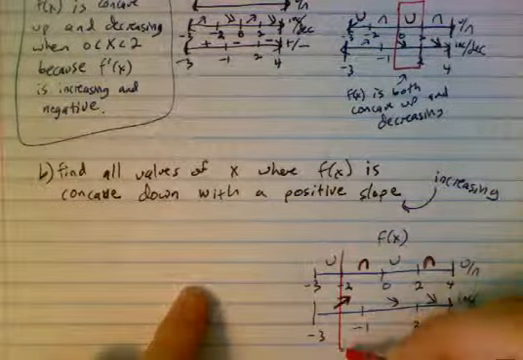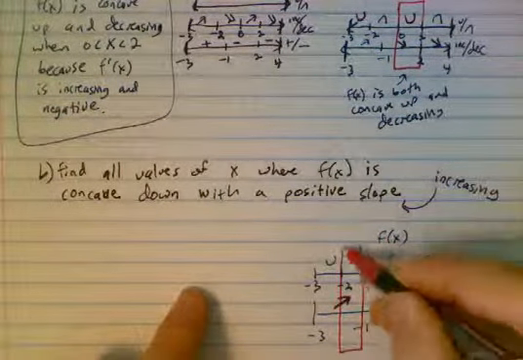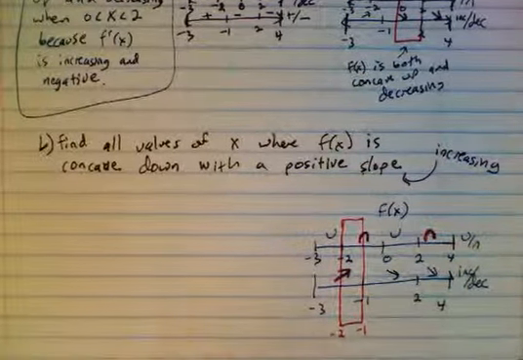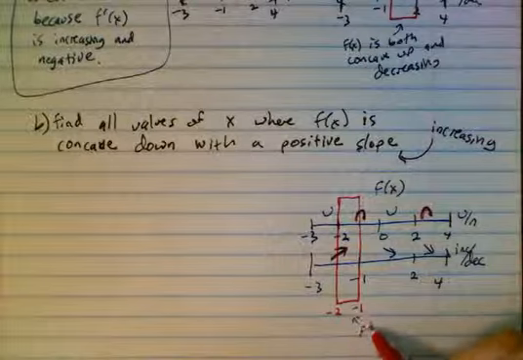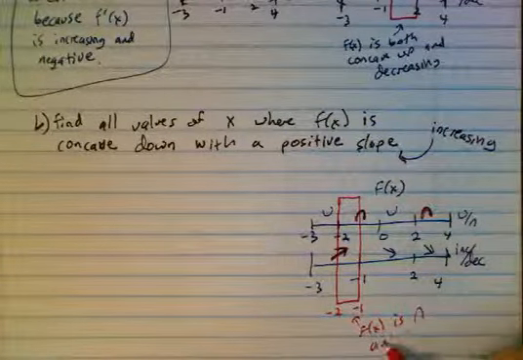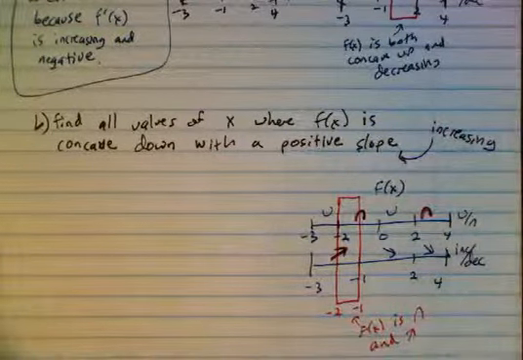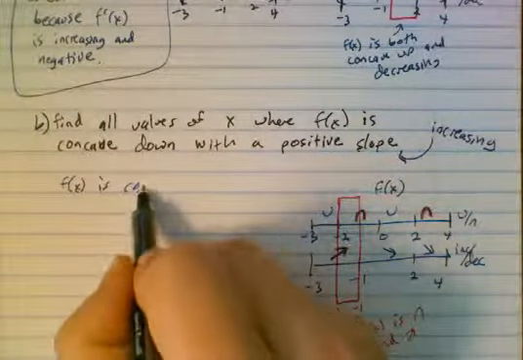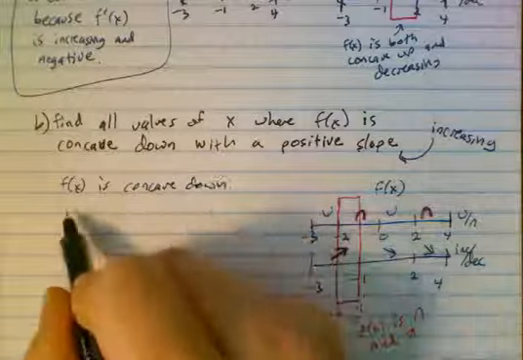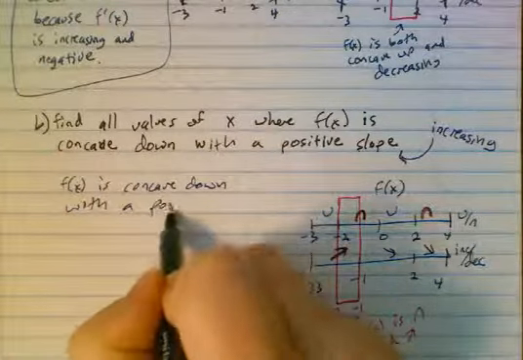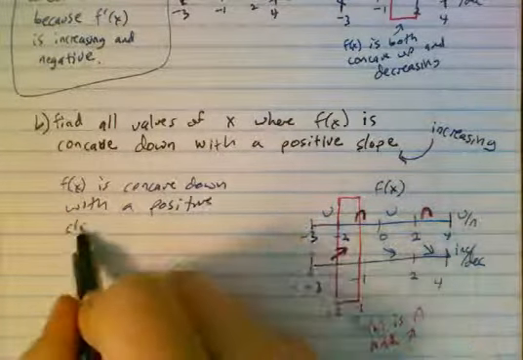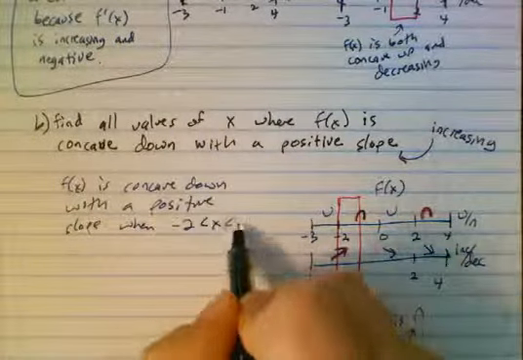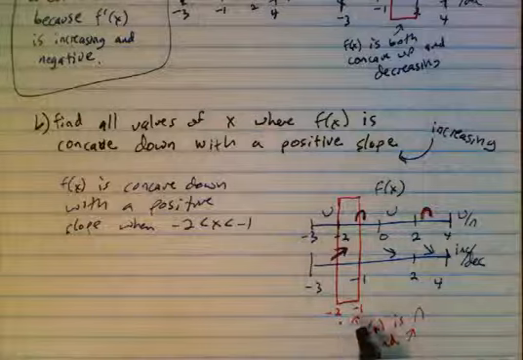So we're looking at this chunk right here, from -2 to -1. Means f of x is concave down when x is between -2 and -1.